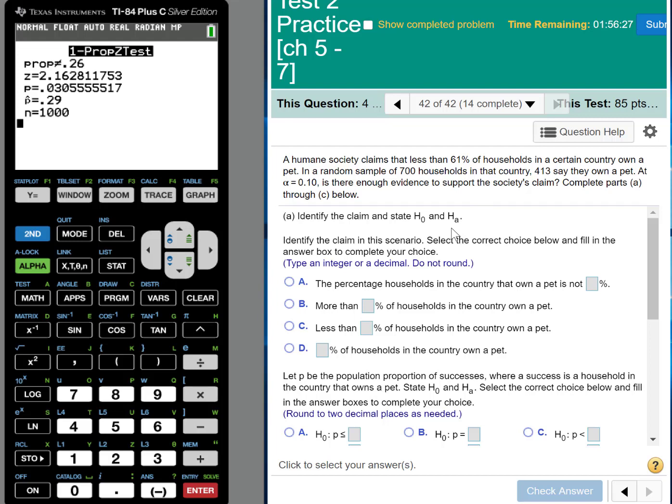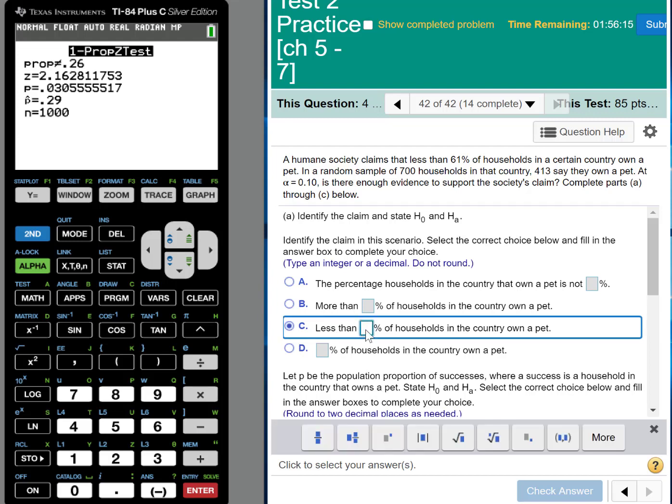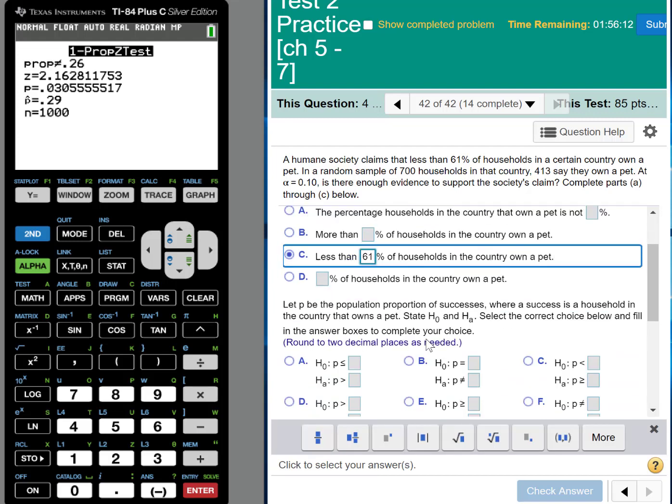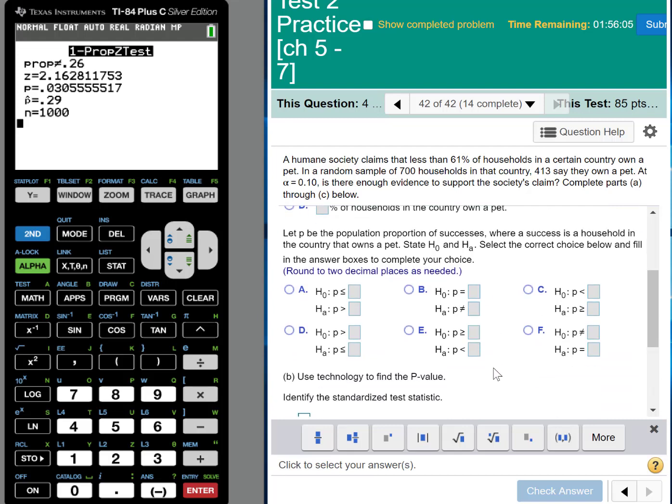A humane society claims that less than 61% of households in a certain country own a pet. So less than 61%, it's right here, that's the claim. Okay, less than 61% is going to be in the alternative, so the claim is in the alternative, and the null will be greater than or equal to. So right here, this is the less than 0.61. Use it as a decimal, 0.61.